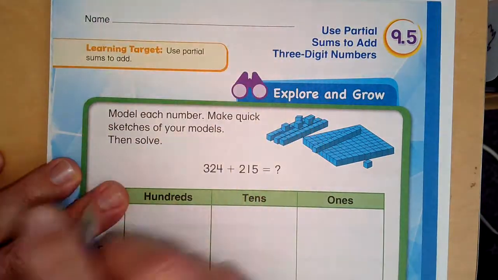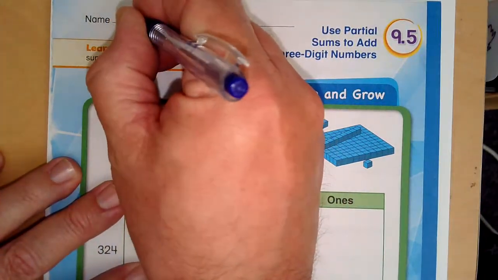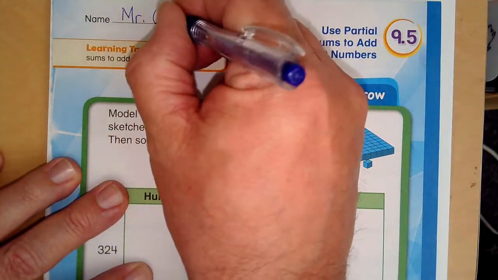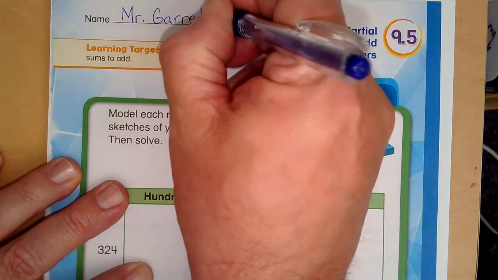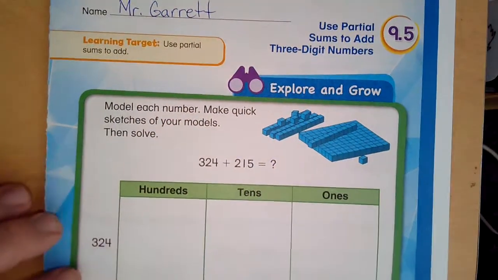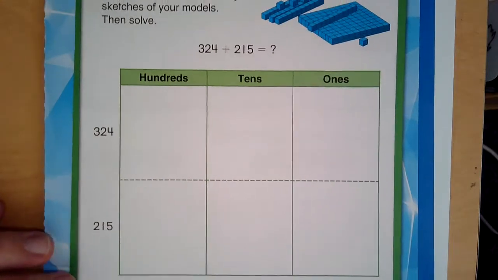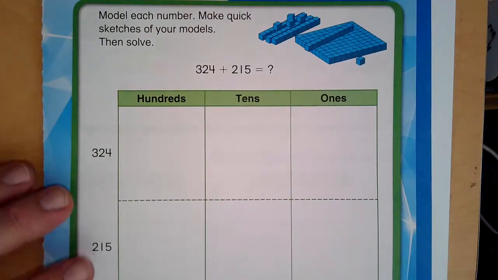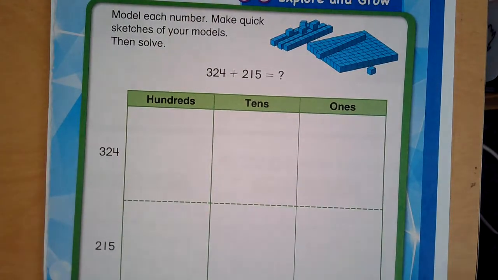All right. There's the place for my name. I'm going to put it on there so everybody knows who did this work. Okay. If we were in the classroom, I would be telling you no name, no fame. You don't get famous for turning in papers that don't have your name on them.